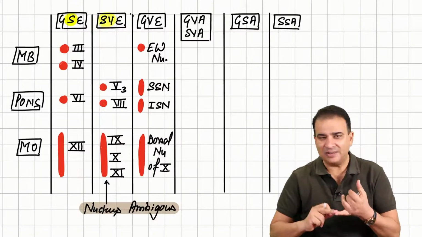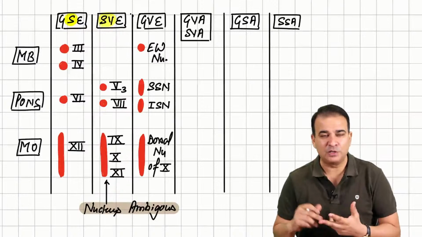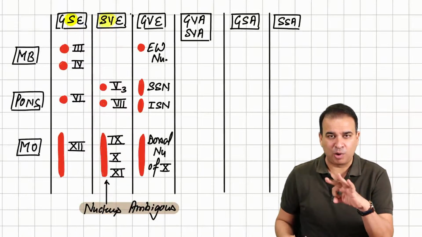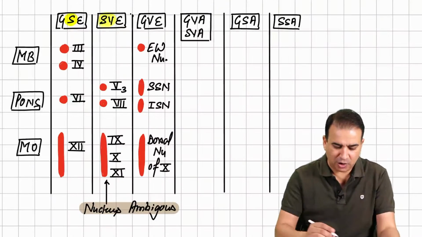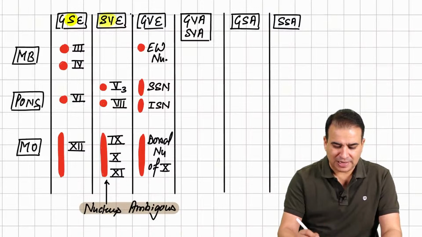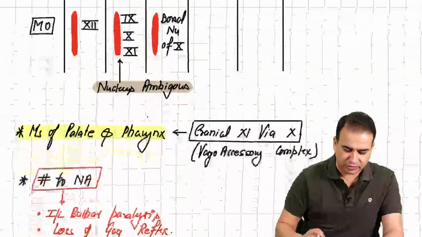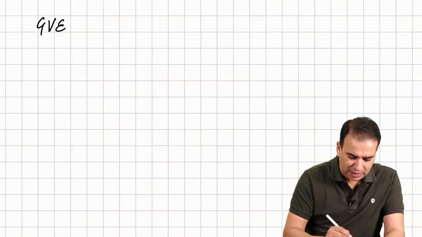So we have the Edinger-Westphal, which is present in the midbrain. I can see superior salivatory and inferior salivatory, which are present in the pons, and we can see the dorsal nucleus of vagus, which is located in the medulla oblongata. So they all lie in the GVE column. Let me take this column separately here and then we'll see what this column has to offer. The column says GVE, the general visceral efferent.